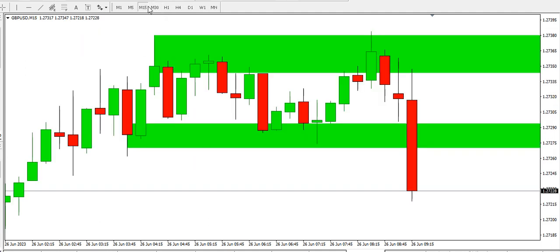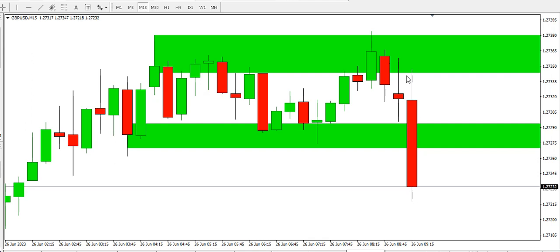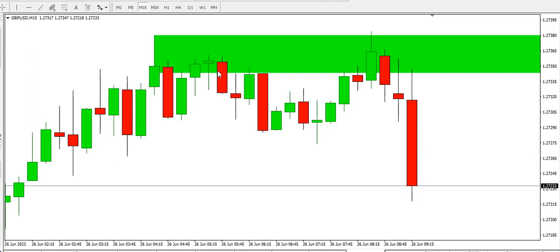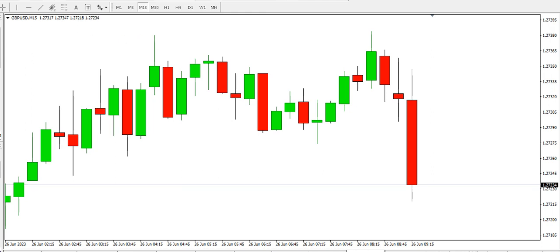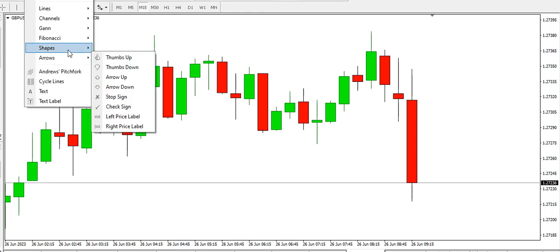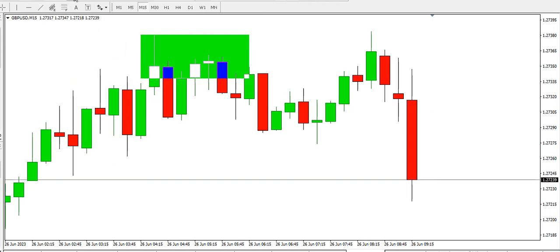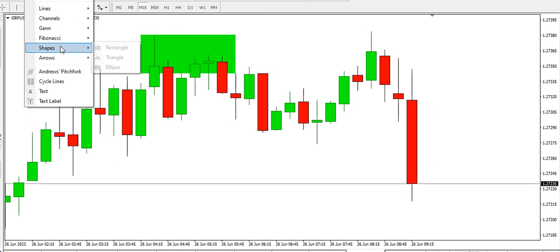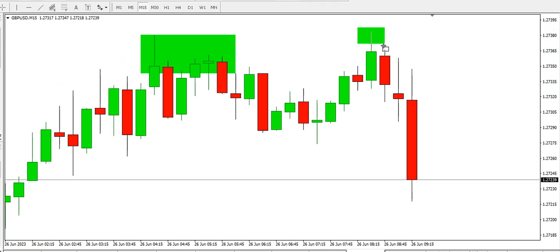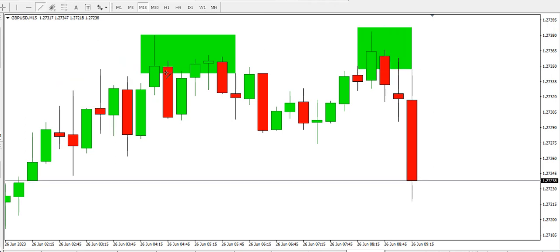On the 15 minutes time frame, I see that we have a range break, and price has formed a double top. This is the first top, and this is the second top. We have a double top, and the neckline has been broken. This is the neckline that has been broken.